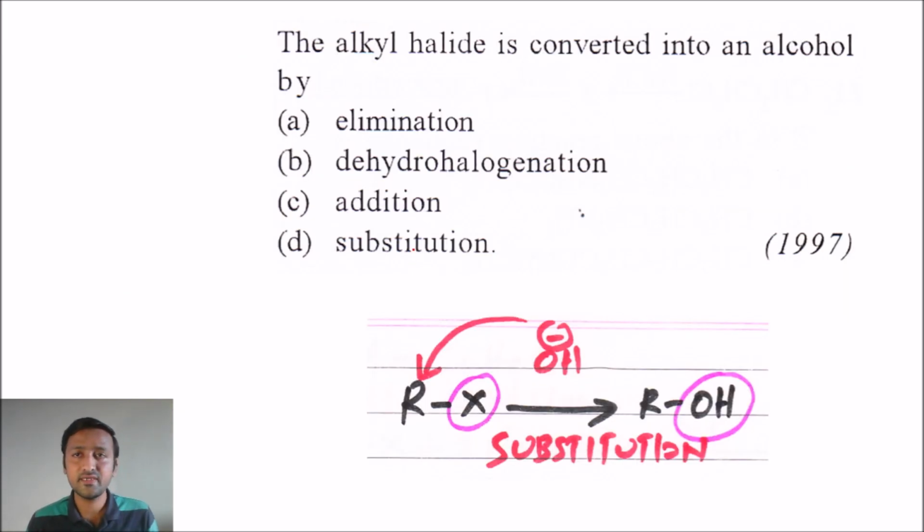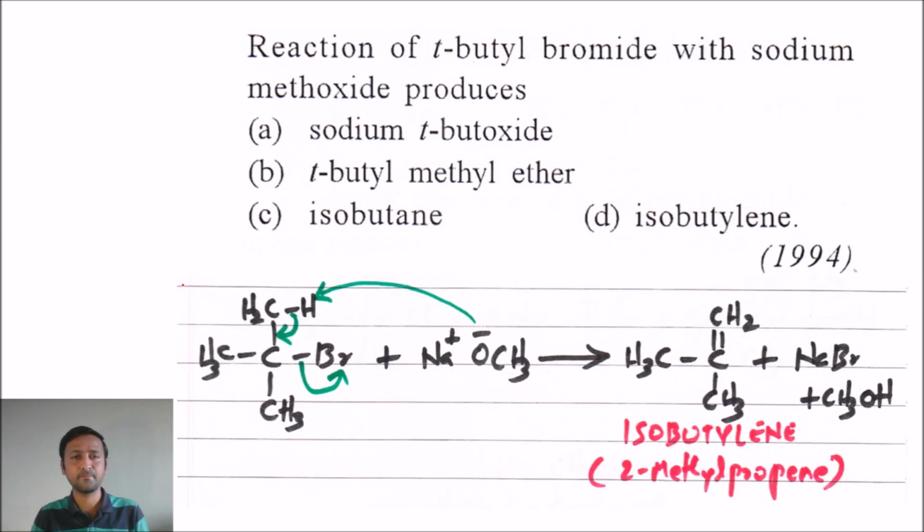Alkyl halide is converted into an alcohol by, okay, so again a simple reaction here, alkyl halide into alcohol. You can see the change, right? In the place of X we are getting OH. So it has to be a substitution reaction, particularly initiated by a nucleophile. So we can take this as a nucleophilic substitution reaction. So the right answer is substitution reaction.